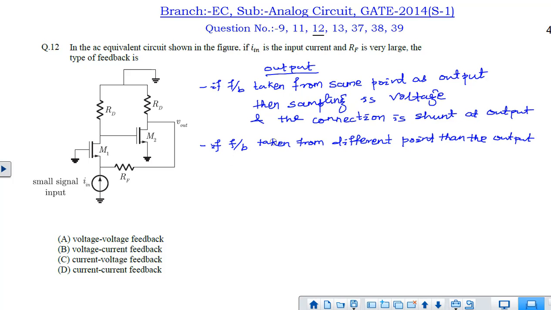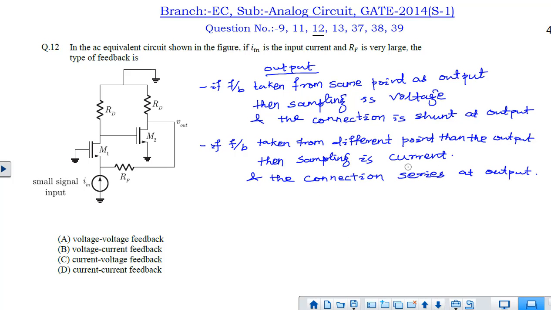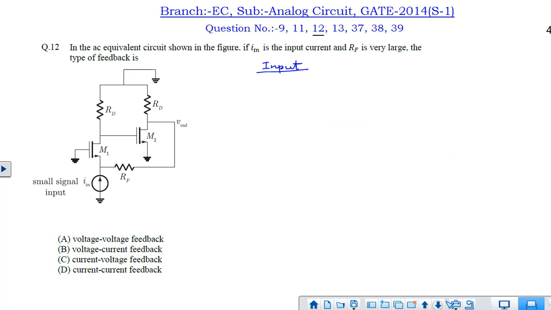Now another point with respect to output is the opposite of this. If the feedback is taken at a different point rather than the same point, and the output is taken at a different point, in that case the sampling will be current and the connection will be series rather than shunt. So these are the things with respect to the output.